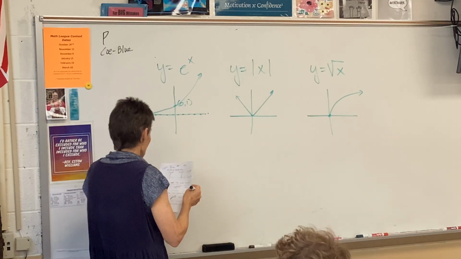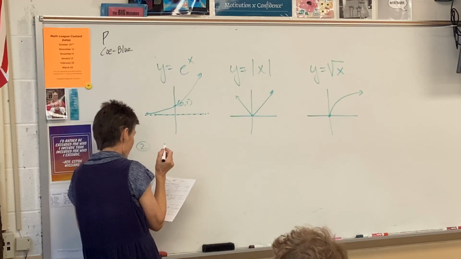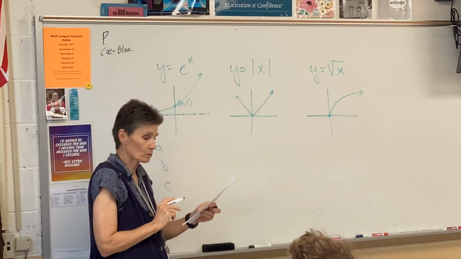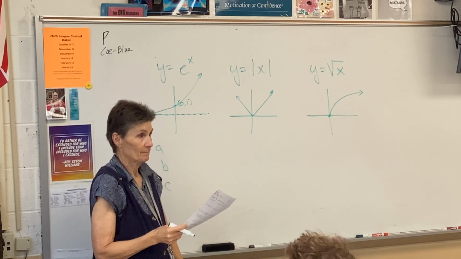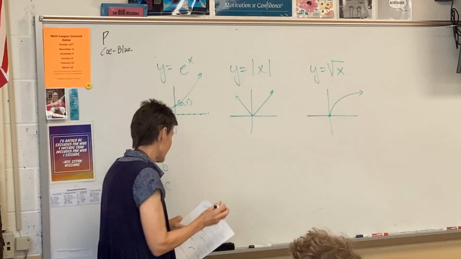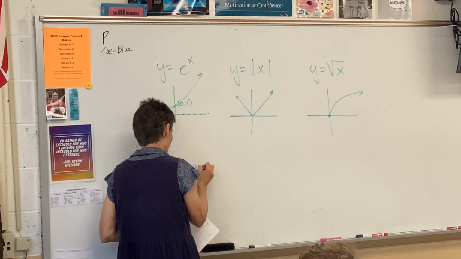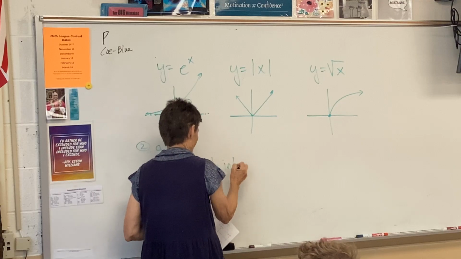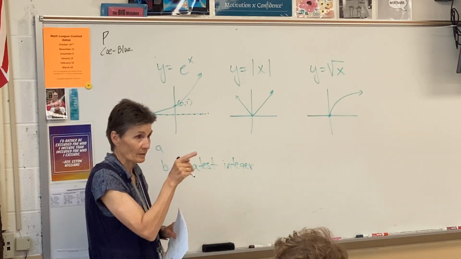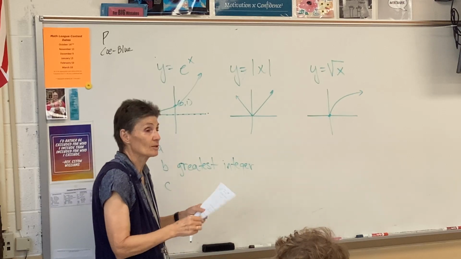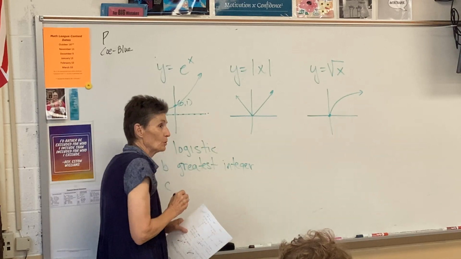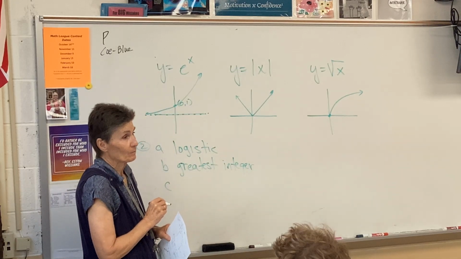Now, for the next one, I actually drew the pictures for you, and now all you have to do is write the name of the function. Again, B is greatest integer for sure. Greatest integer, that is B. Gabby? Is A logistic? A is logistic, it absolutely is. And remember, we're not abbreviating that word. Don't write log. You have to write logistic.